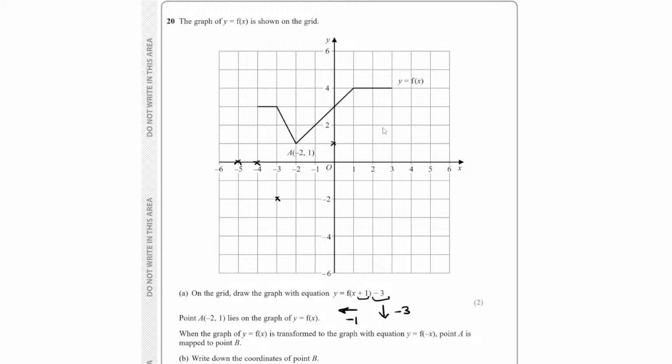I'm just plotting some exact coordinates. You don't have to do all of them. 1 to the left, 3 down. There. Now I can obviously join it up with my line. Yeah, part B is relating to why they've given us the coordinates for A.